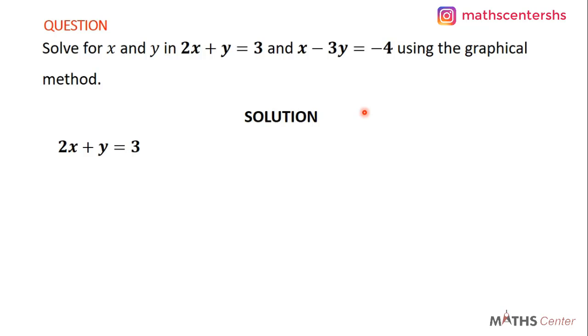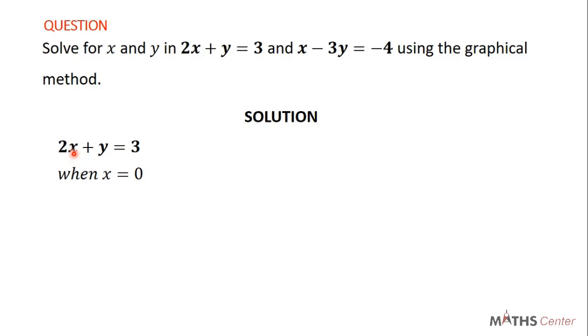So we pick the first one, 2x plus y is equal to 3. We need at least 2 points in order to plot this. So we assume the first one. Let's say x is equal to 0. Now, when x is equal to 0, remember that I'm choosing 0 because 0 is easy to handle. Because when I multiply something by 0, that thing goes away.